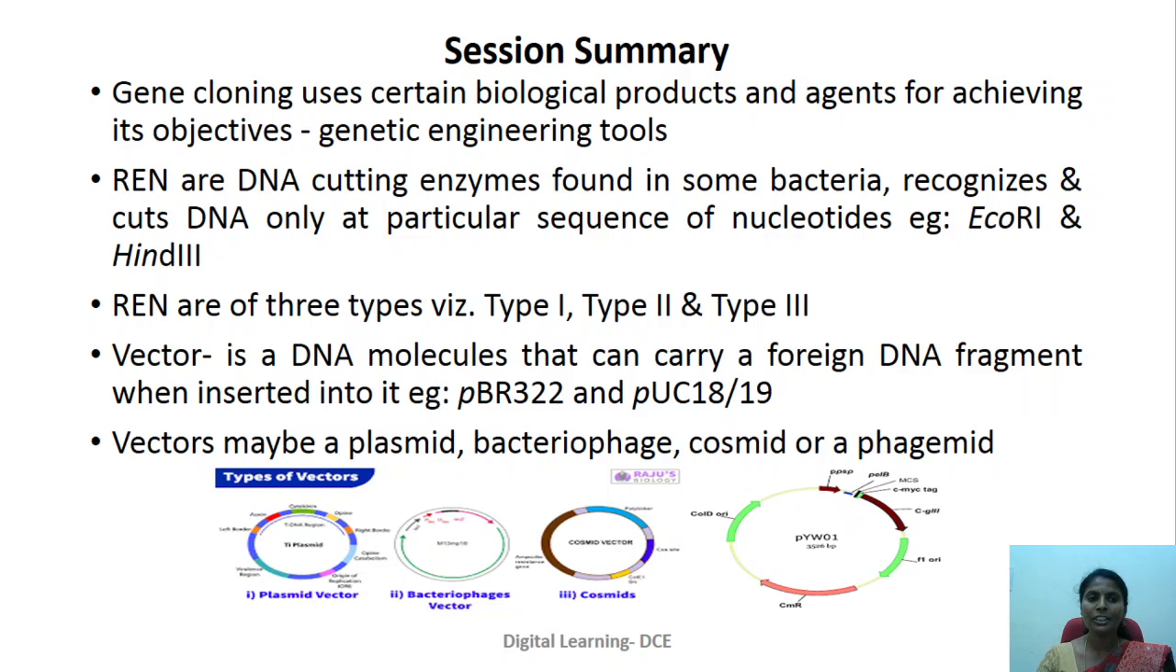Coming to the second important tool used in genetic engineering, that is vector, which is a DNA molecule which can carry a foreign DNA fragment when it is inserted into it. Examples of vector include pBR322 and pUC18. Vectors may be of four different types like plasmid, bacteriophage, cosmid and phasmid.